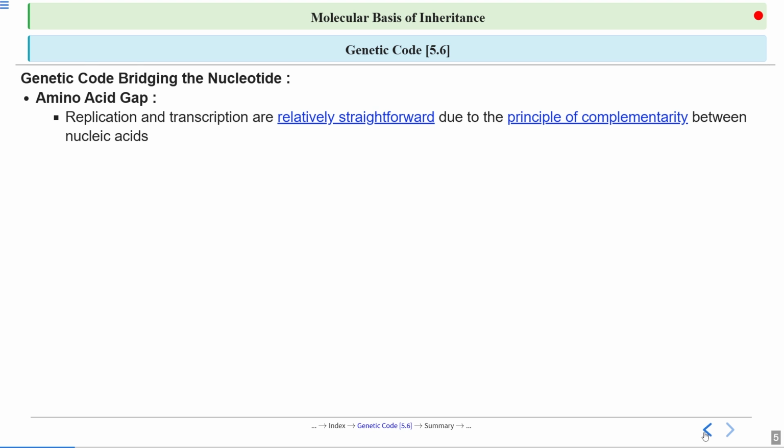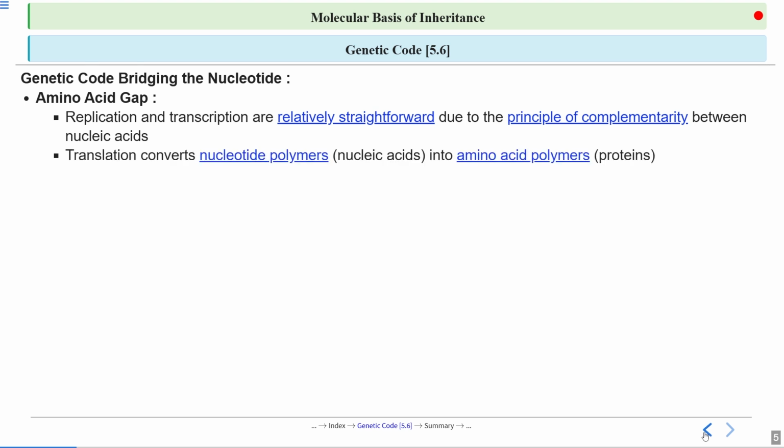And in transcription, we know it follows the same principle of complementarity. The only difference is that adenine is going to complement with uracil, and guanine is going to complement with cytosine. So this is very straightforward.